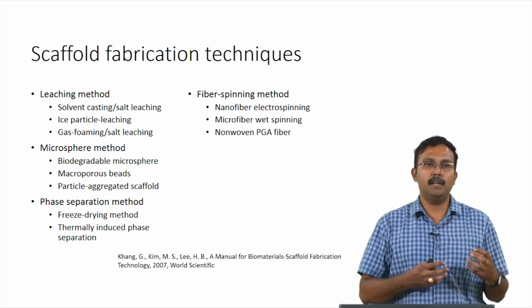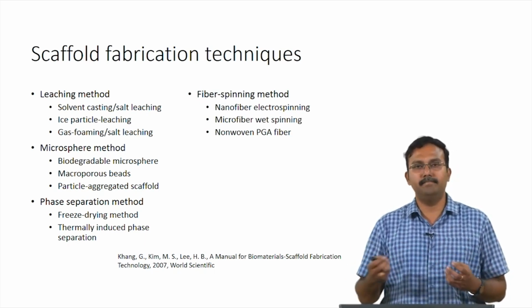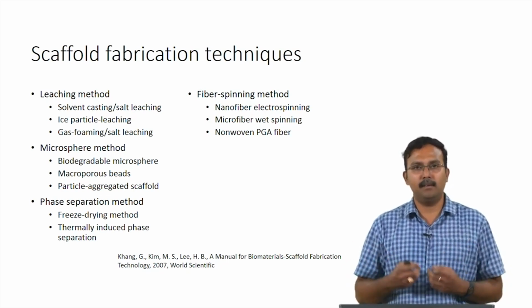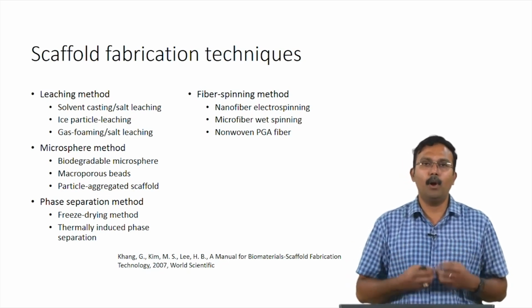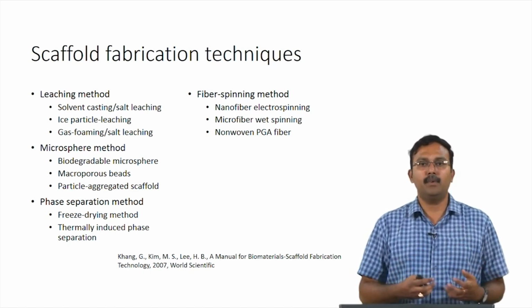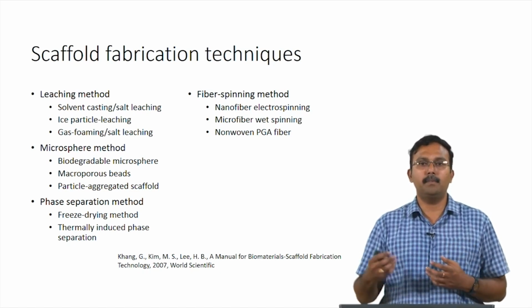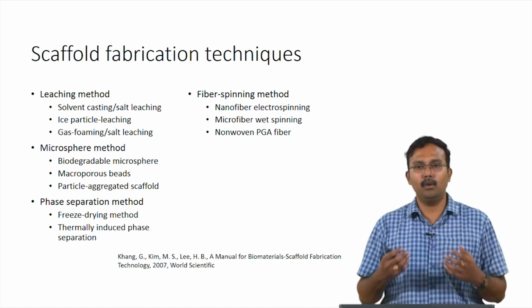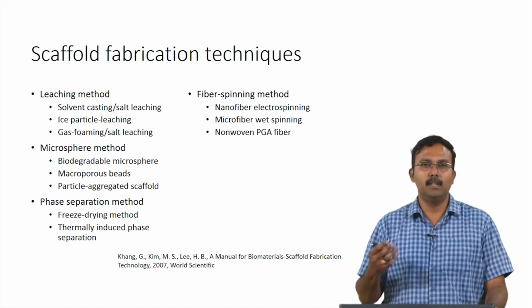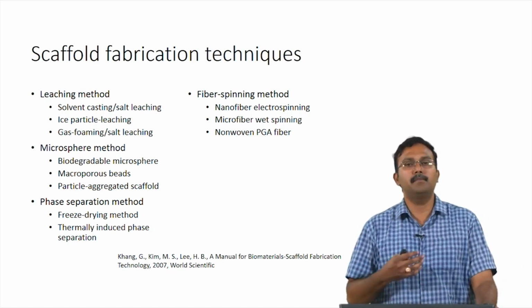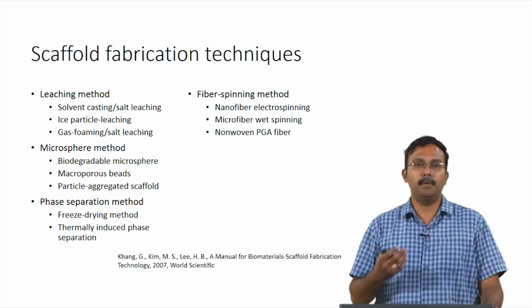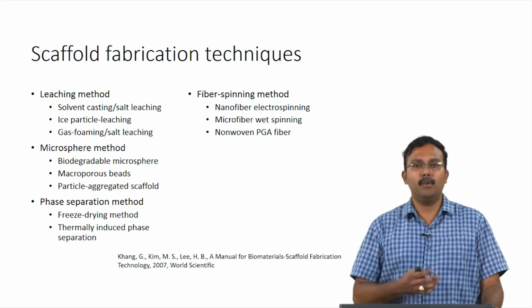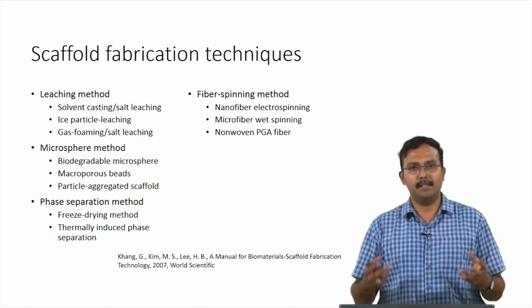So, this is where you have different textile based fabrication methods which are employed in tissue engineering. So, nanofiber electrospinning, microfiber wet spinning and non-woven polymer fibers are all some of the commonly used methods for preparing fibrous scaffolds.